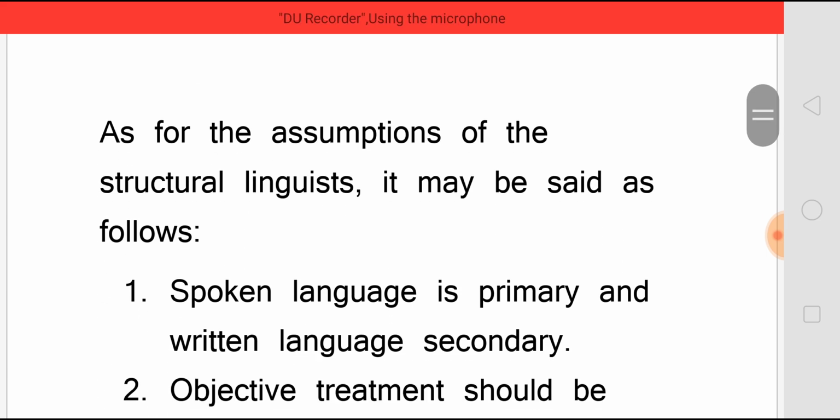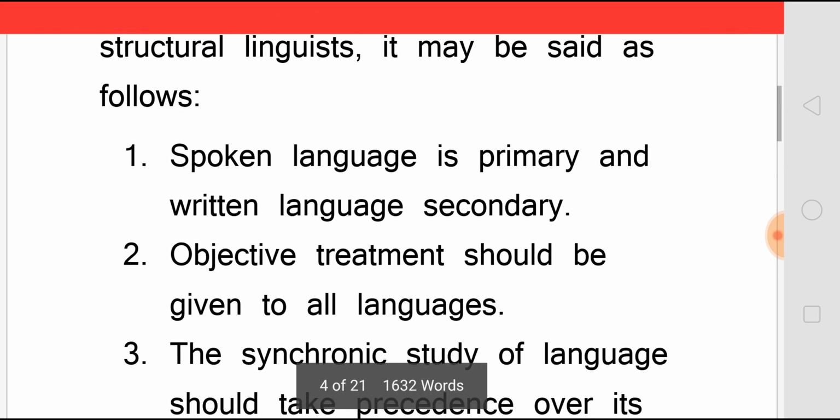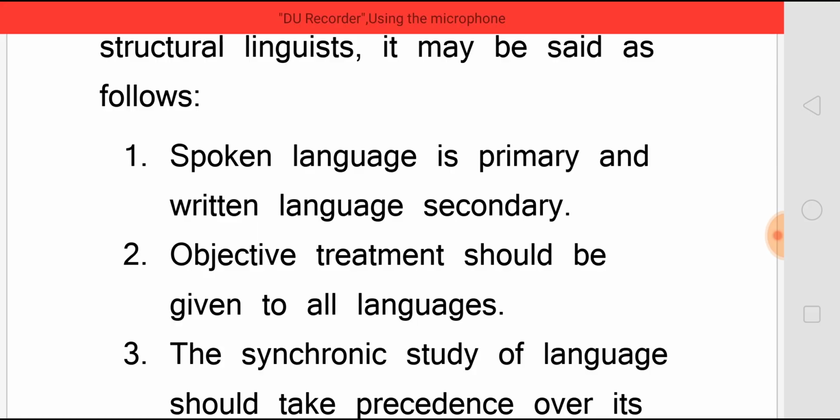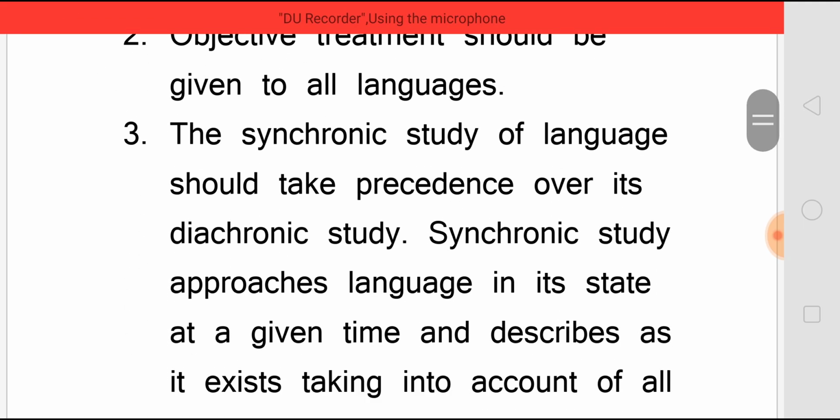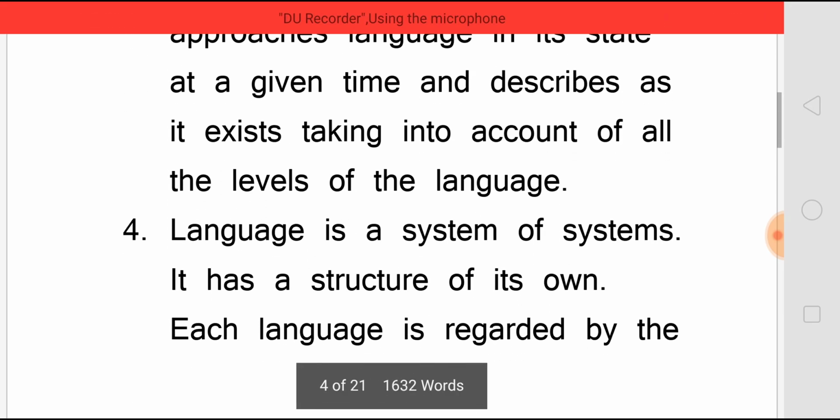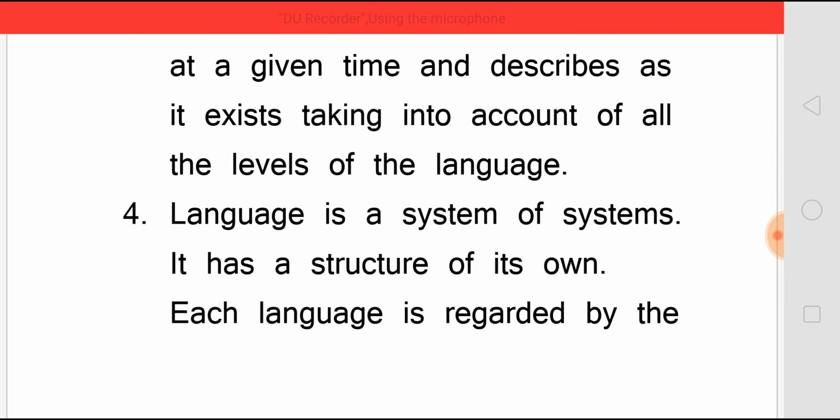As for the assumptions of the structural linguists, it may be said as follows. Spoken language is primary and written language secondary. Objective treatment should be given to all languages. The synchronic study of language should take precedence over its diachronic study. Synchronic study approaches language in its state at a given time and describes it as it exists, taking into account all the levels of the language.